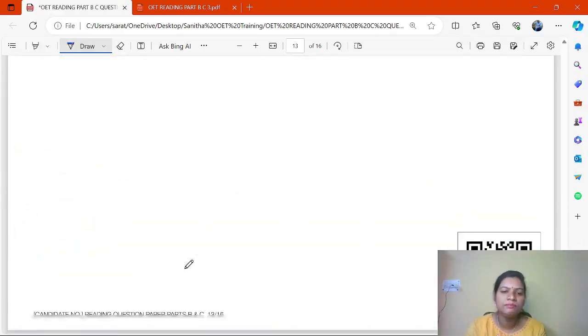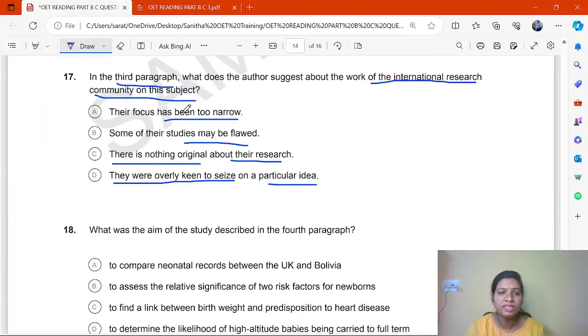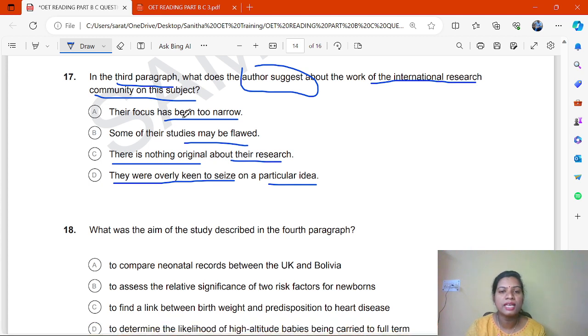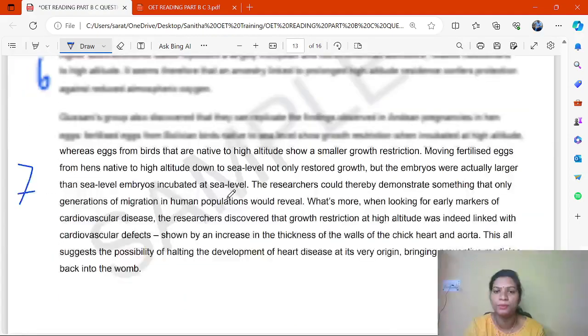Then we come to the question. In the third paragraph, what does the author suggest about the work of the international research community on the subject? We have to find out the correct answer. Their focus has been too narrow. That is the first option given. So we have to match: is there any word or sentence matching with this passage? Their focus has been too narrow.